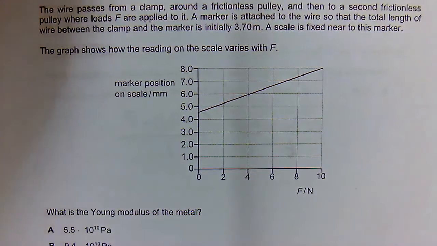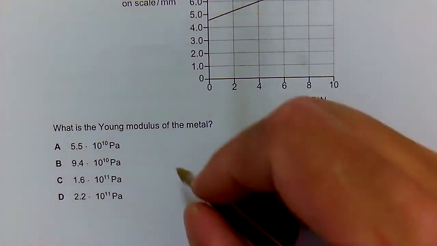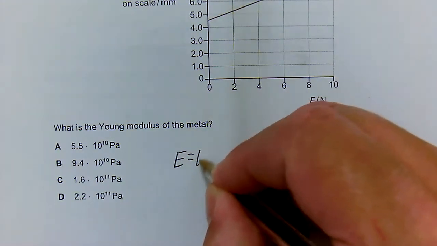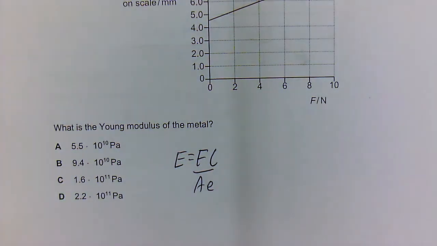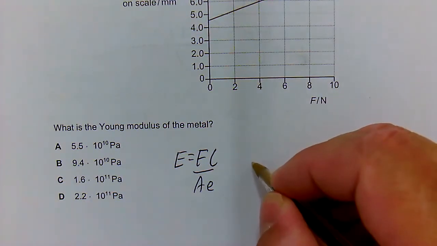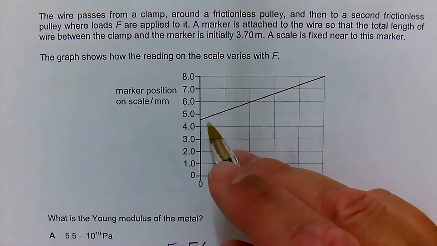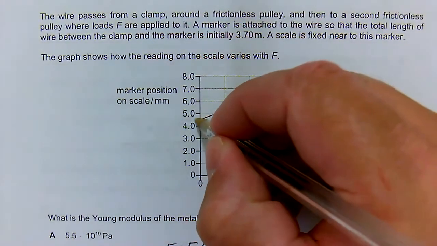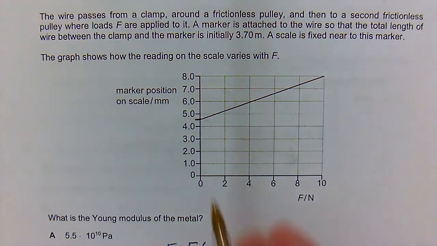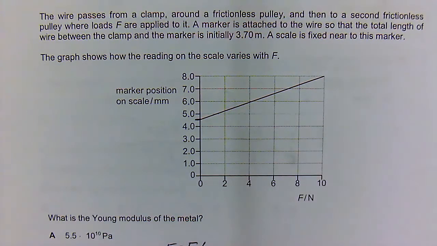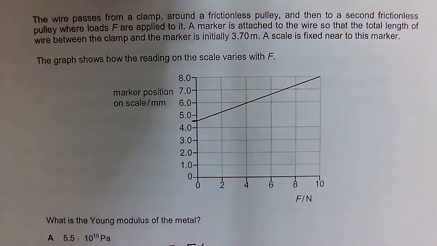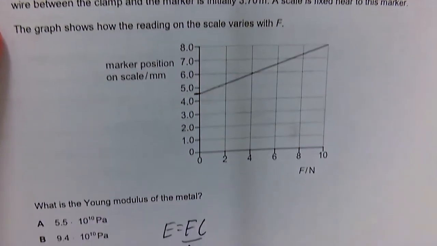the graph itself. You know that the Young's modulus is FL over AE, stress over strain. Okay, you ought to know that formula by now. Now, there's a little trick here. What we've got here is not actually the extension. It's the extension from 4.5 millimeters. And yes, you could measure it here and calculate it, but in reality, it would be nice to use the graph itself.